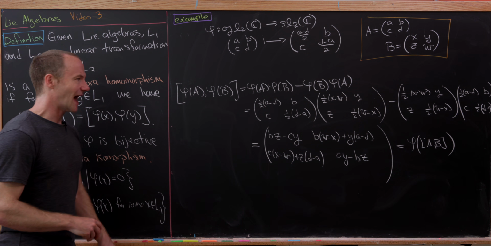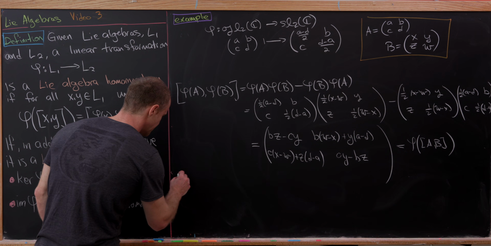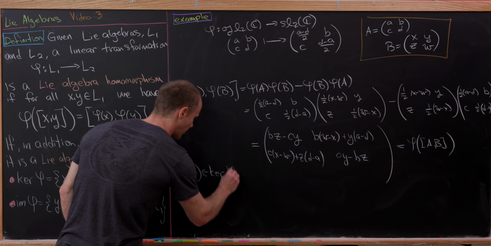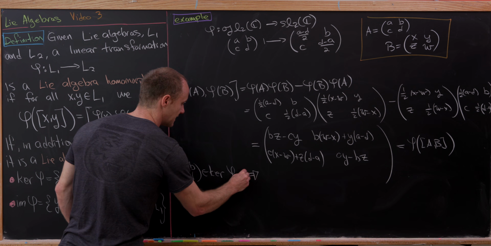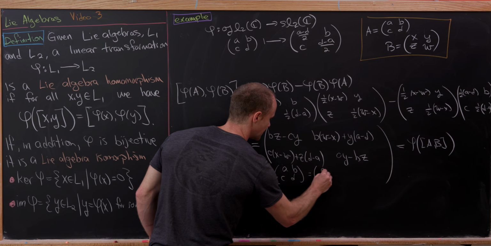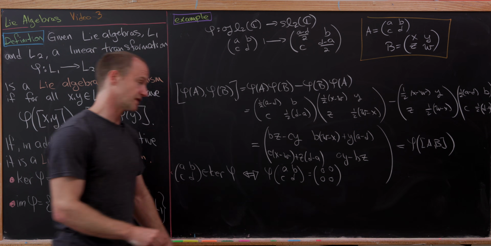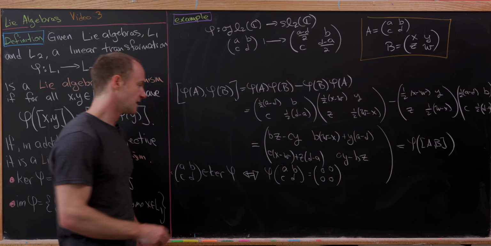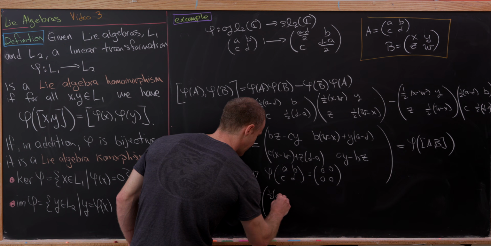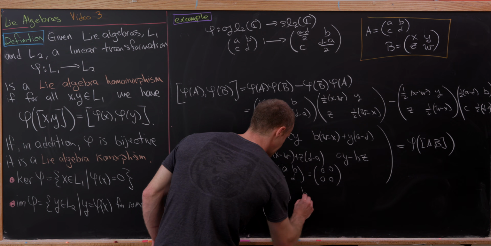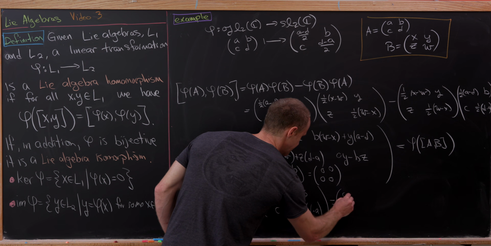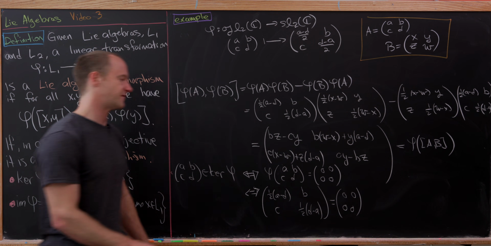The kernel is actually pretty easy to calculate here. Notice that (A, B, C, D) is inside the kernel of phi if and only if phi of (A, B, C, D) is equal to the 0 matrix. I think that's pretty clear. But that's if and only if our matrix with entries 1/2 (A minus D), B, C, 1/2 (D minus A) is equal to the 0 matrix. That's just applying our phi.